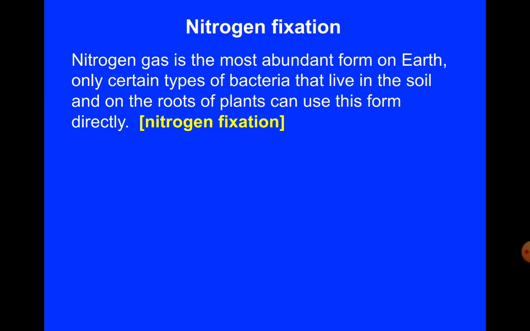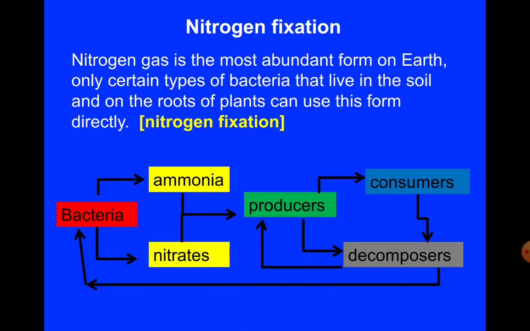Okay. So, if we look a little bit at the cycle, we have the bacteria. The bacteria can make ammonia and nitrates from nitrogen. These products come to the producers, the plants. Then they produce energy. We eat the plants. We have the consumers. Remember, first, second, third consumers. They die out and they are decomposed. And again, we have a circle.